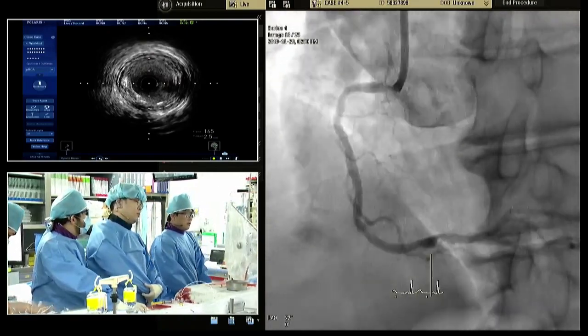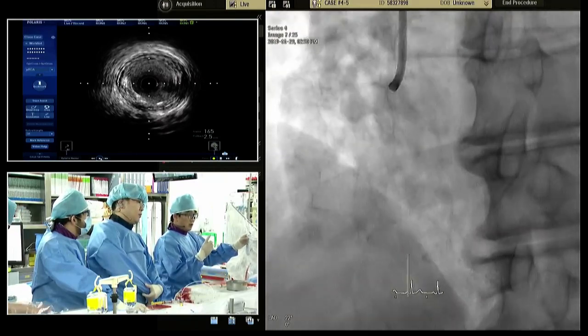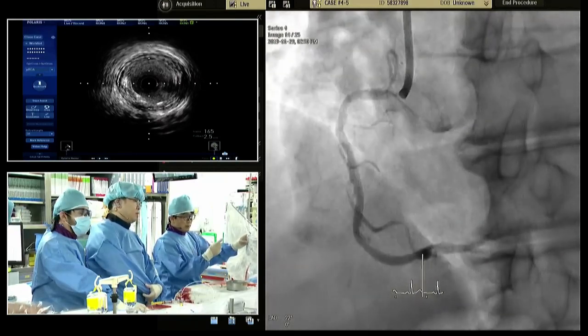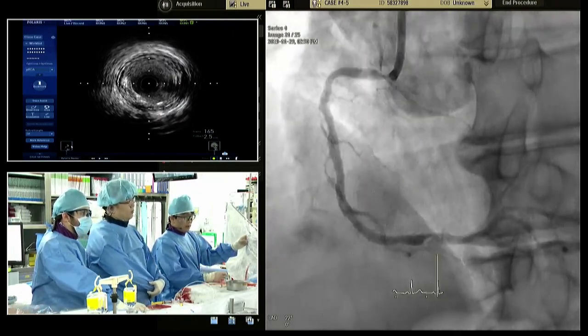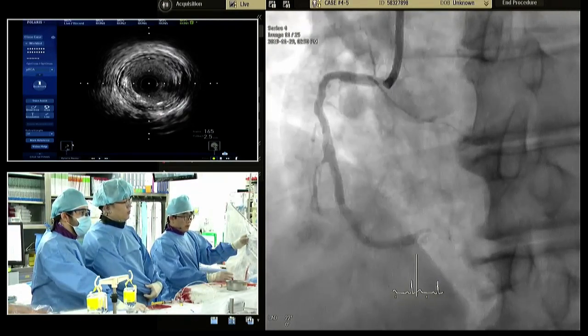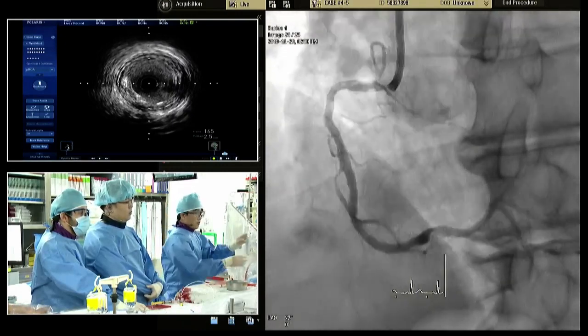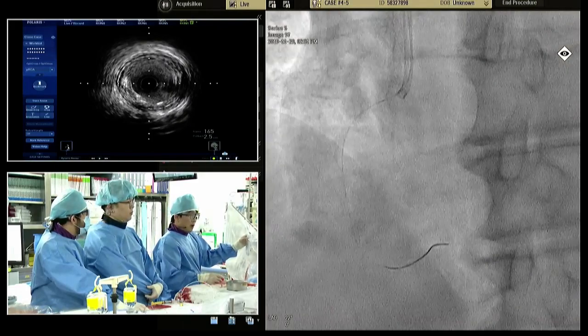So in this view of the RCA, you can see there's a tight stenosis at the ostium, and at the distal, before the bifurcation, there's another stenosis. Everything else was a little bit of intermediate disease. So I will show you what I did. So I wired it first.